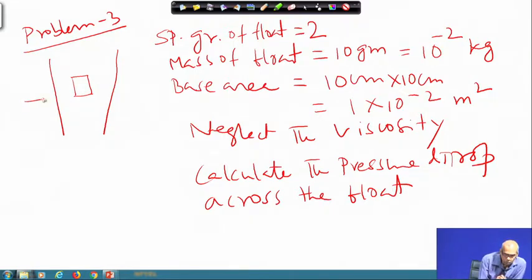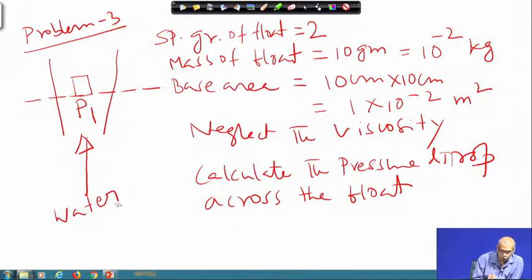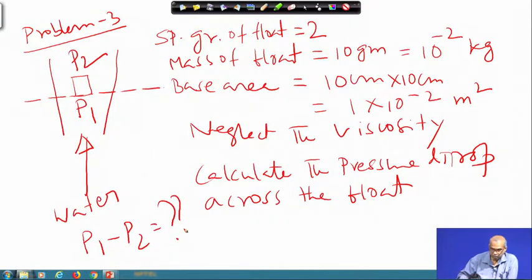So, consider this line. Let us say the water is flowing through the rotameter. The pressure here is P1, the pressure here is P2, and I need to find out how much P1 minus P2 is. So, that is the problem.